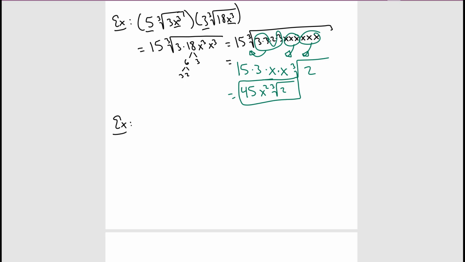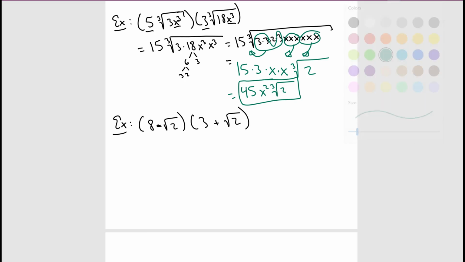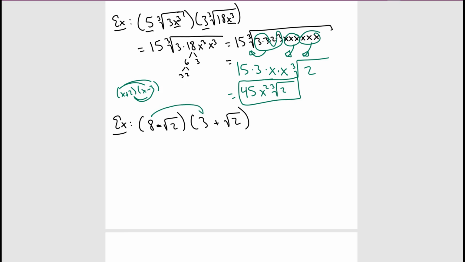So let's do 8 minus the square root of 2 times 3 plus the square root of 2. Here we have two radical expressions that look very different. There's now a sign in the middle, but if you remember, this looks like something like x plus 2 times x minus 3. And the way that you do these, you can actually FOIL things out. So if you remember FOIL, this is what we're going to be doing. First we're going to take this 8 and multiply it by this 3. That's the first term.